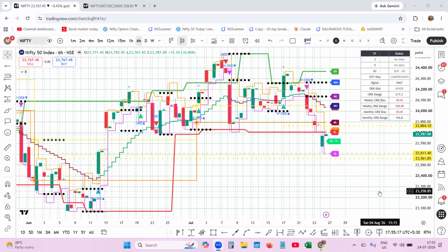I'm on the 6-hourly chart on index because I wanted to know the levels from where the market will turn around. I've applied my Nalini-Lawrence system, which gives me open ranges of weekly, open ranges of monthly, and open range of daily intraday. And I wanted to see, because the market was falling, also swing highs and swing lows. This is the swing low.